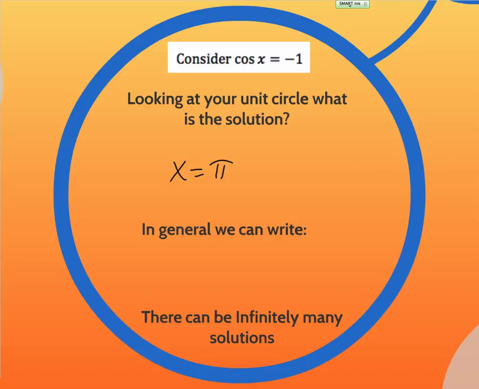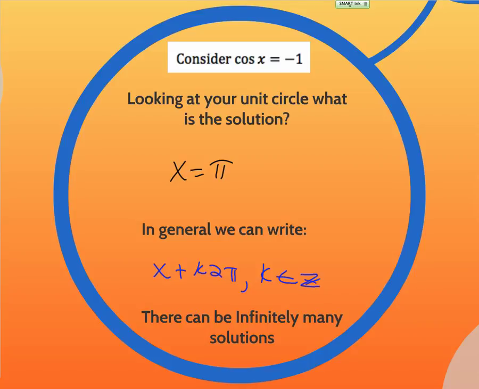However, if I did a full rotation all the way around, I'd have another answer, right? So what's a full rotation? One full rotation is 2 pi, right? So what we'd have to do is add 2 pi every time, and if we wanted to write this answer, it would look like x plus k times 2 pi, where k is an integer.